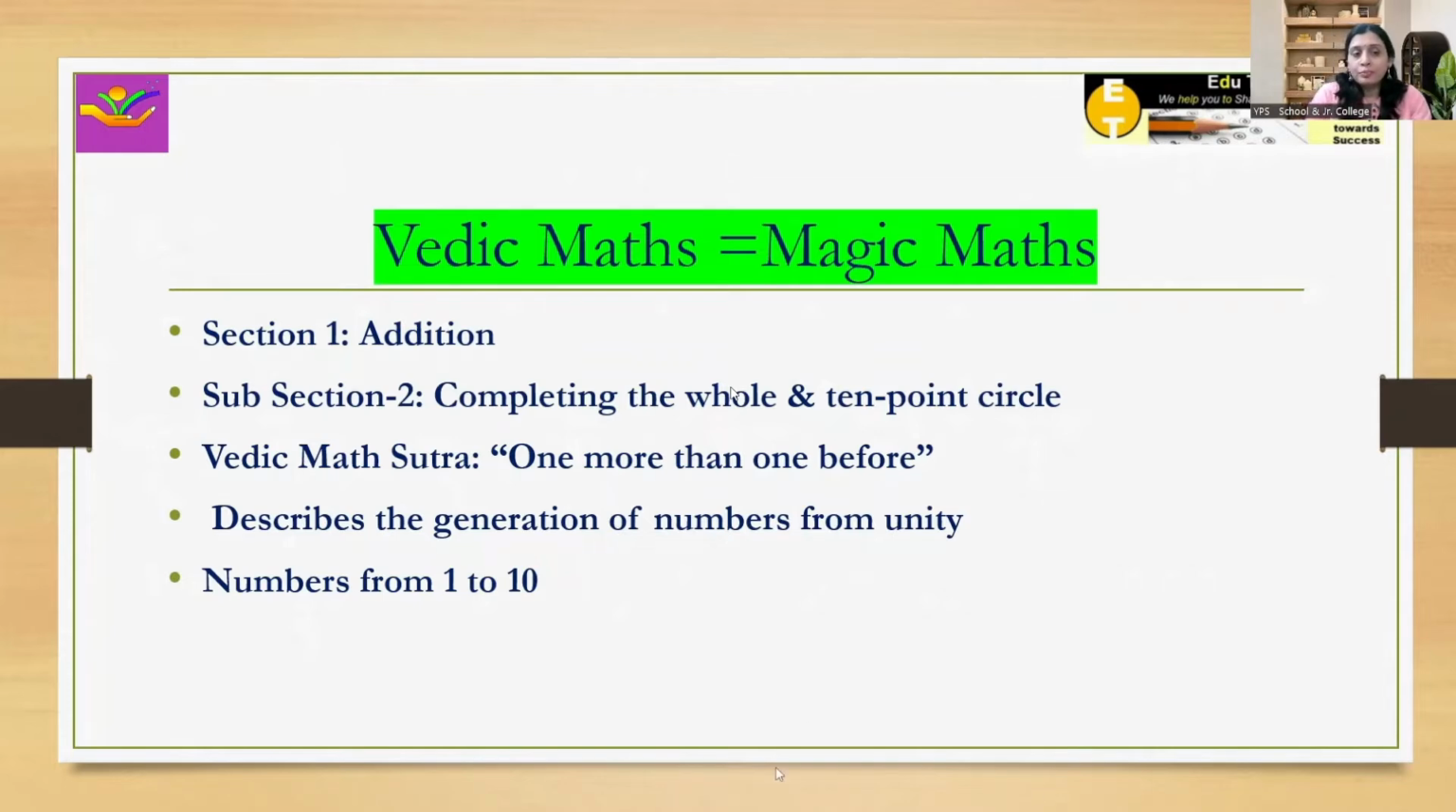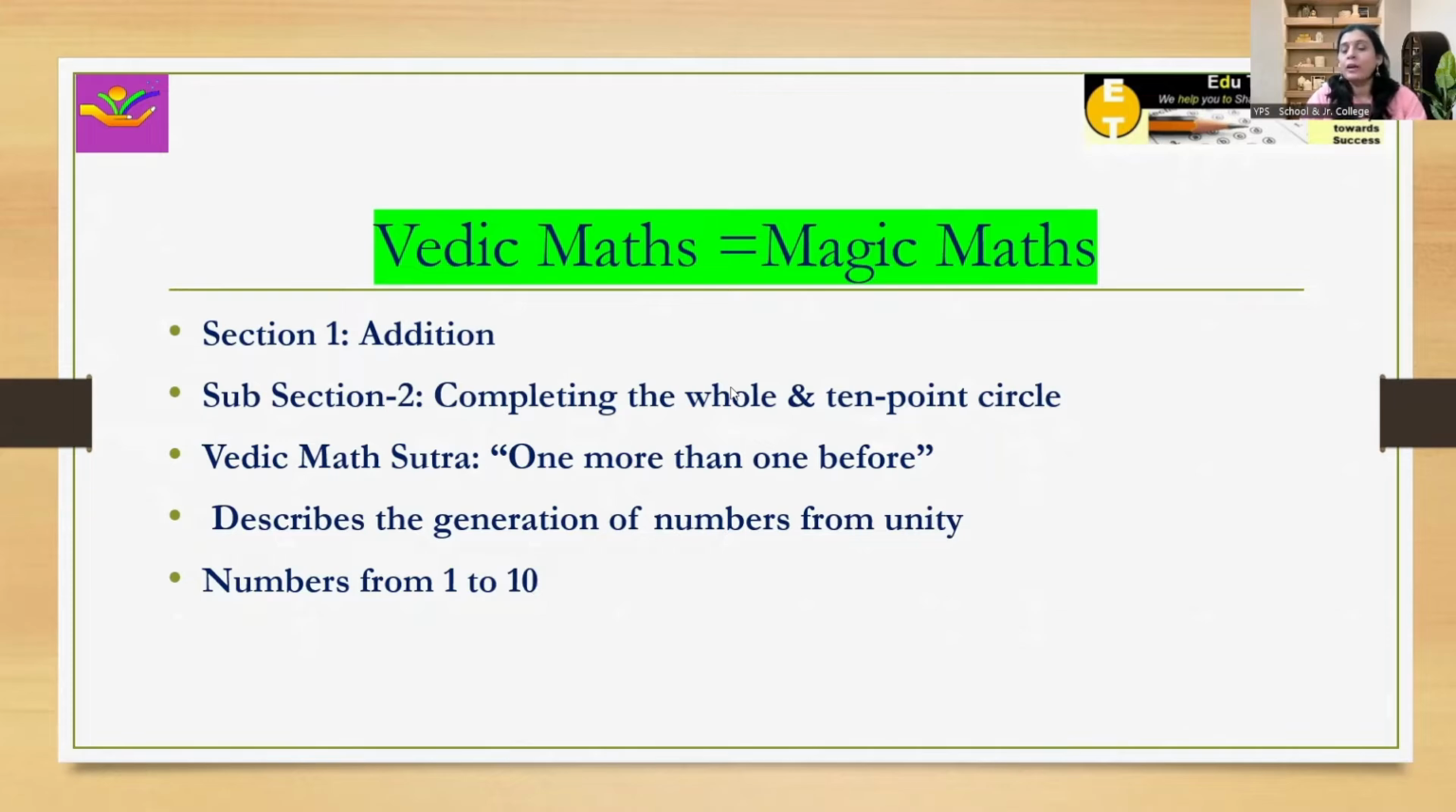So completing the whole and 10-point circle is basically based on number 10, that we are going to look for, number 10 or a multiple of 10. And you also know that if we are dealing with number 10 or a multiple of 10, it is easy to do that calculation. So that is the first sutra we are going to use, Purna Purnabhyam.